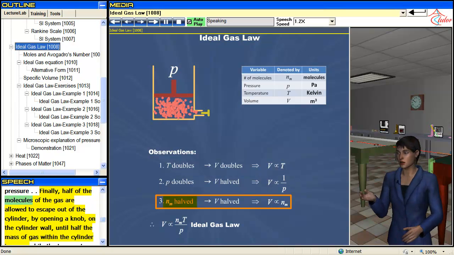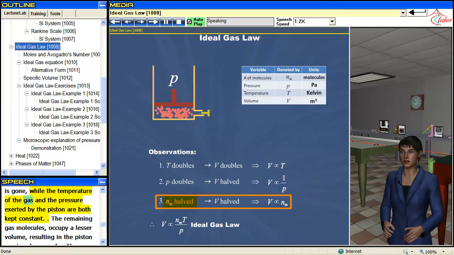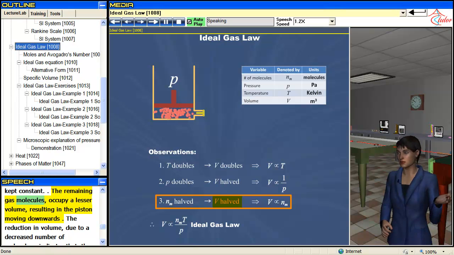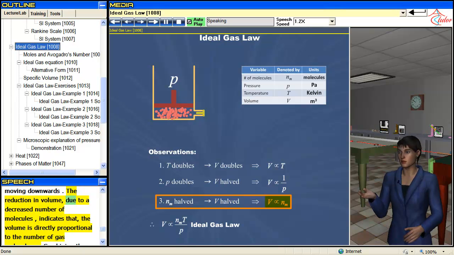Finally, half of the molecules of the gas are allowed to escape out of the cylinder by opening the knob on the cylinder wall, until half the mass of gas within the cylinder is gone, while the temperature of the gas and the pressure exerted by the piston are both kept constant. The remaining gas molecules occupy a lesser volume, resulting in the piston moving downwards. The reduction in volume, due to a decreased number of molecules, indicates that the volume is directly proportional to the number of gas molecules.